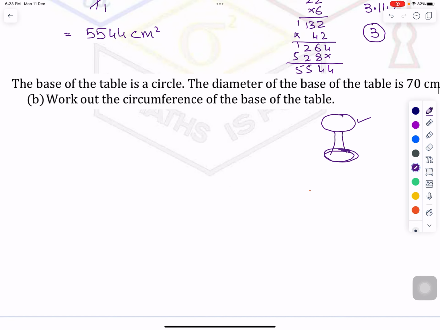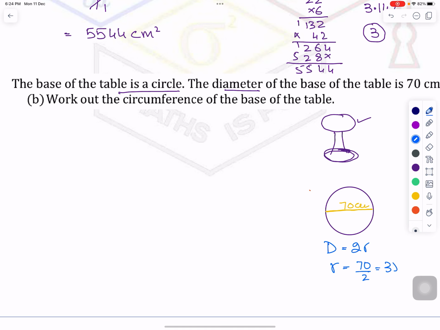So now in this question, he's saying the base of the table is a circle and the diameter. Now he's talking about the bottom circle in terms of what? In terms of diameter. He's not giving you radius. So this is a trick. You need to be careful. And what is the diameter? 70 centimeter. Now we know that diameter is actually double of radius. Yes or no? So if I want to find out radius, it will be what? 70 divided by 2, which is equals to 35.